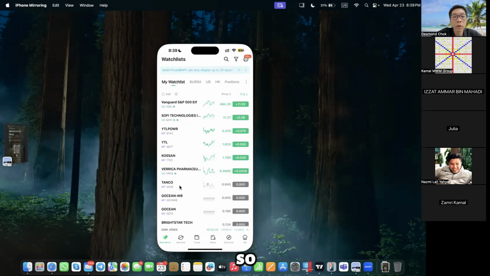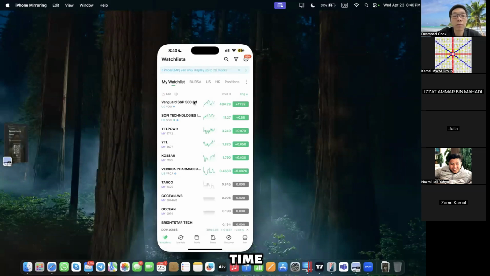Okay, on the screen, when you log in, you can see 1, 2, 3, 4, 5, 6 icons at the bottom. This is the main one. The first one is the watch list. The second one is market. This one is trade. This one is news. This one is discovery. This one is me. So watch list. What will you see here?